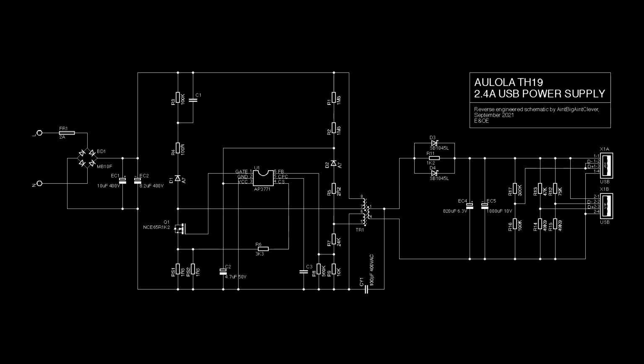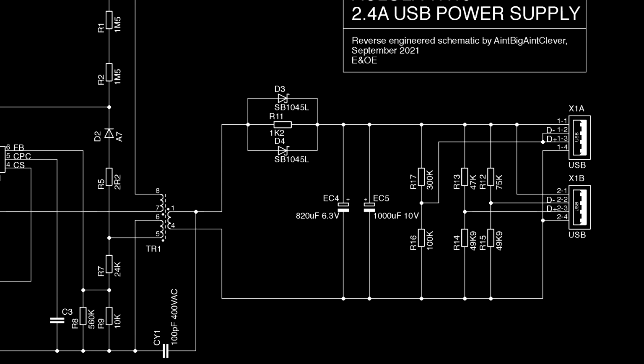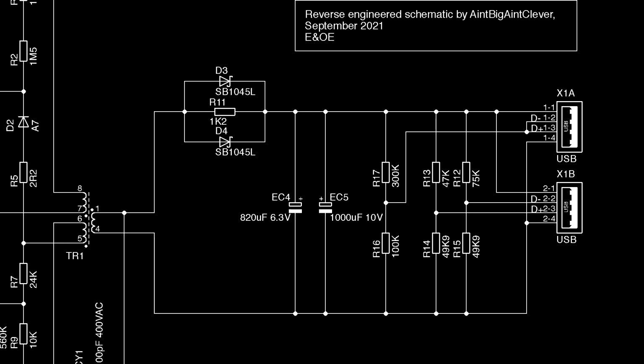Over on the secondary side, things get a little simpler again. A half-wave rectifier and smoothing caps, albeit with a resistor in series with the diodes. Then the supply goes straight to a pair of USB ports. You'll see that each USB port has a set of resistors across the data pins though.